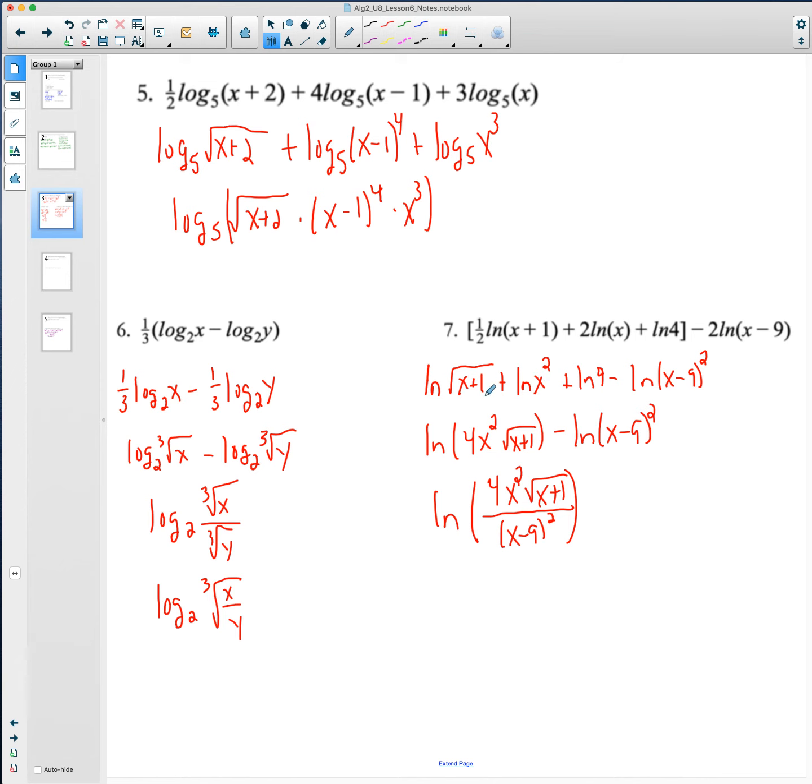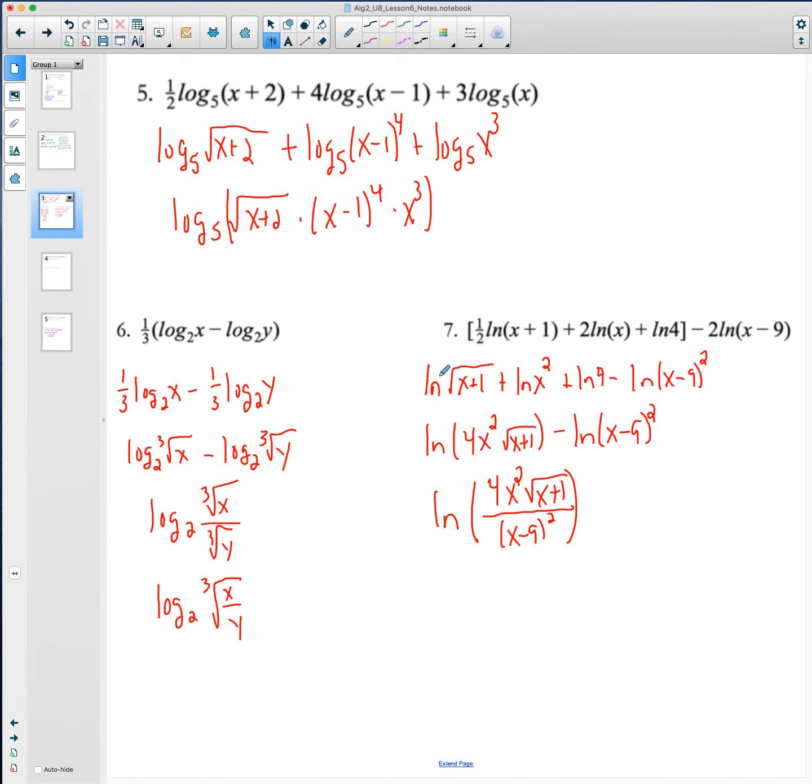So now this piece is much like what we just did right here. So I'm going to rewrite this, and notice I did rearrange the order here. So I did 4 times x squared times the square root of x plus 1, just to make it look a little better inside of this. Nothing else to simplify right here.